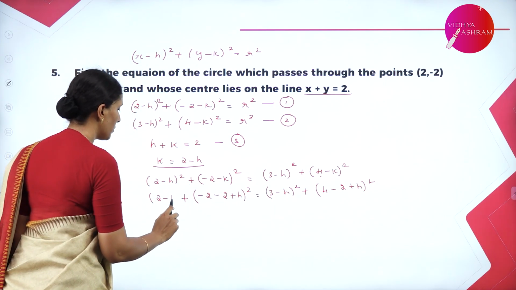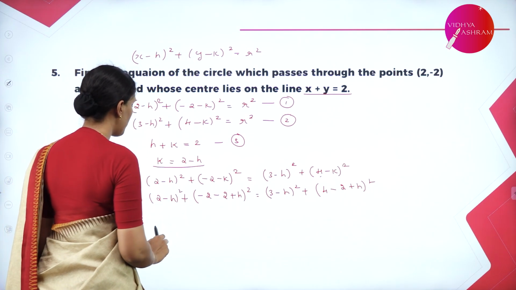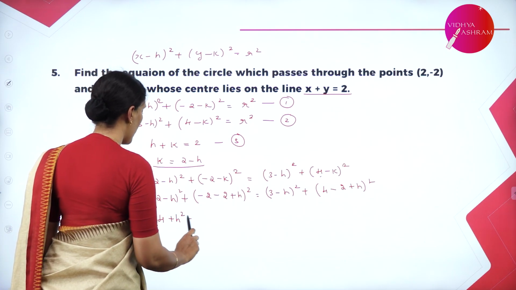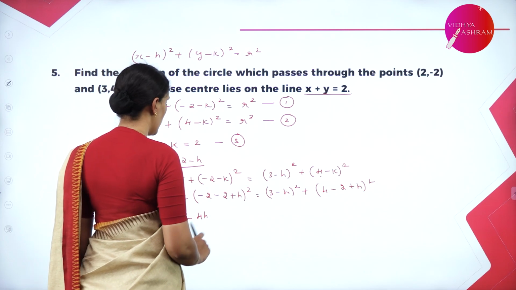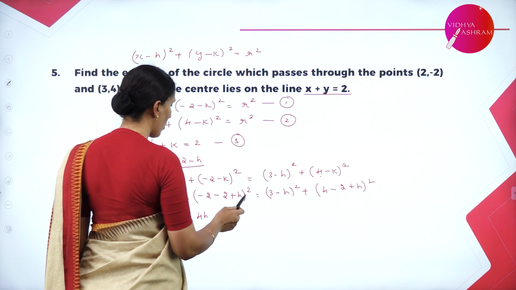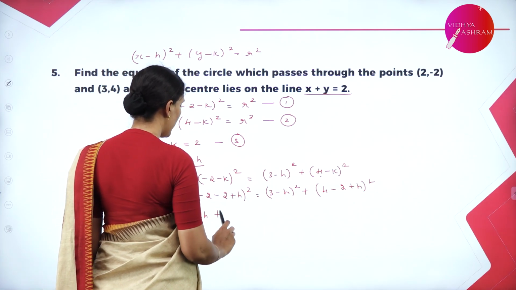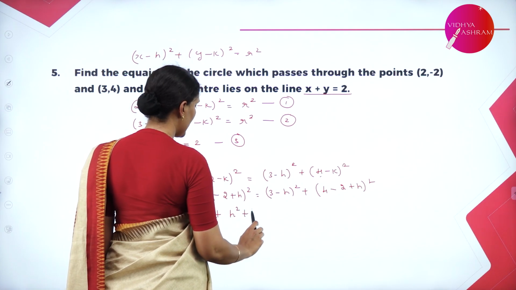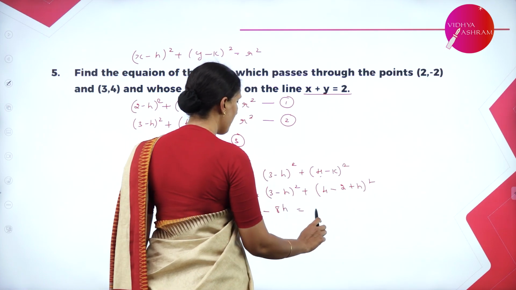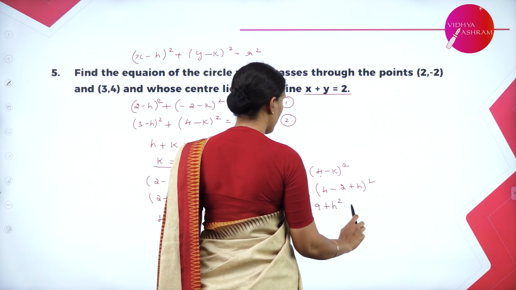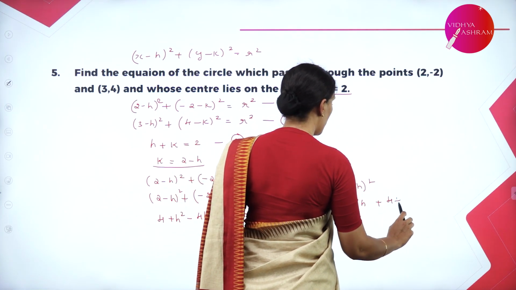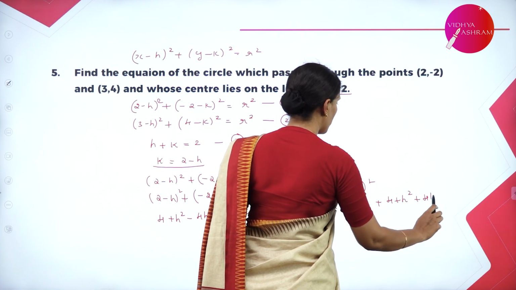So here also we'll keep (2 minus h) whole square. Now when we expand this, we get 4 plus h square minus 4h. So next we have (minus 2 minus 2), which becomes (minus 4 plus h) whole square, or (h minus 4) whole square, which can be written as h square plus 16 minus 8h. Next we have 9 plus h square minus 6h. Next we have (2 plus h) whole square, that is 4 plus h square plus 4h.